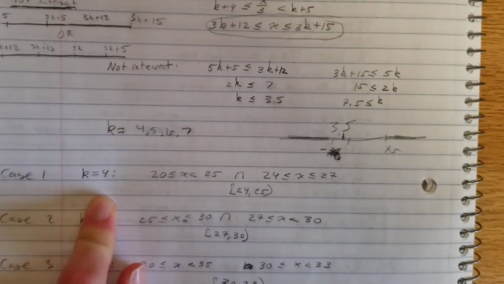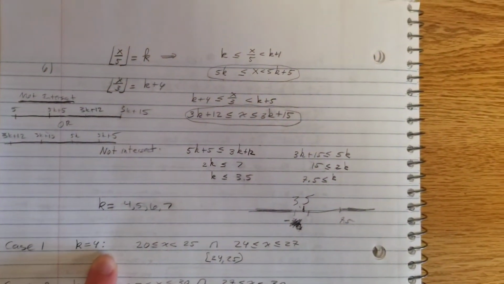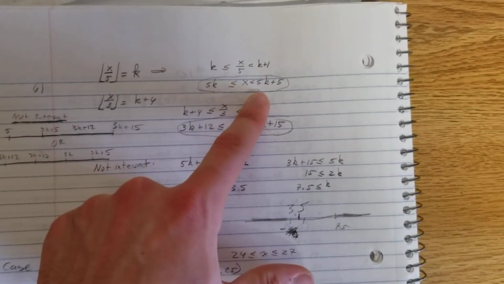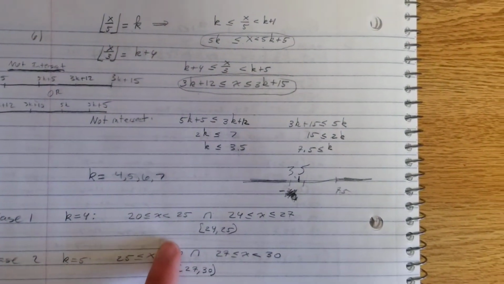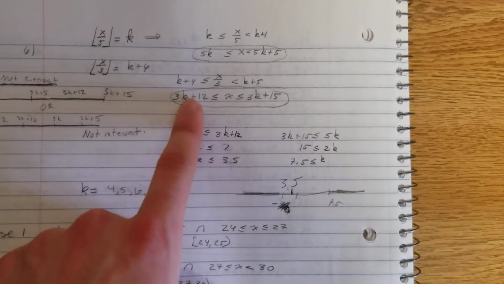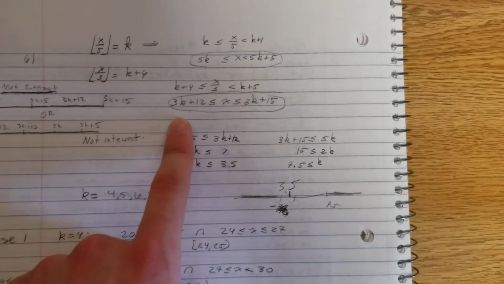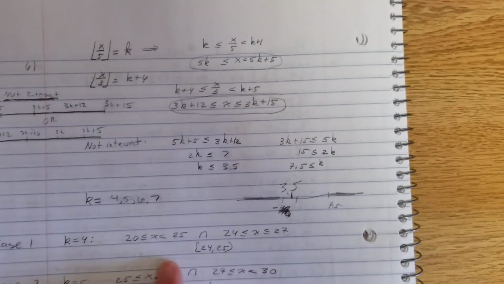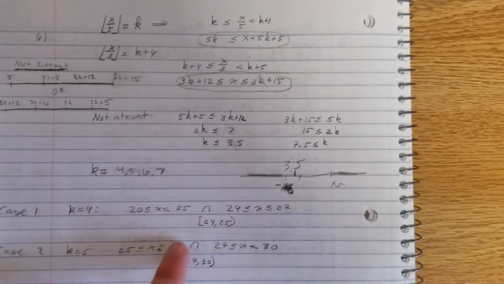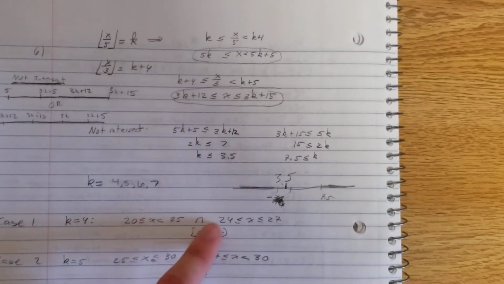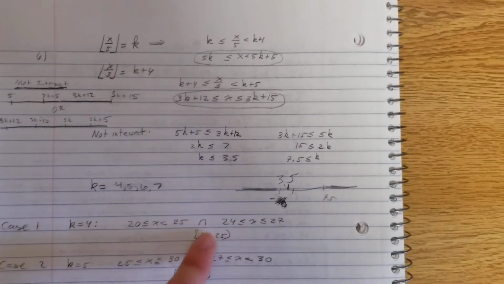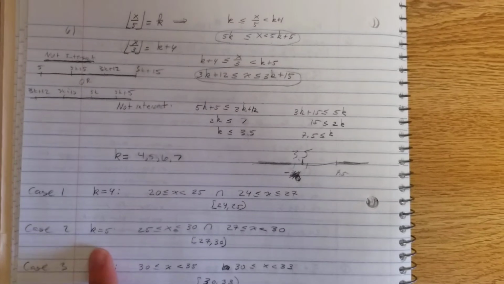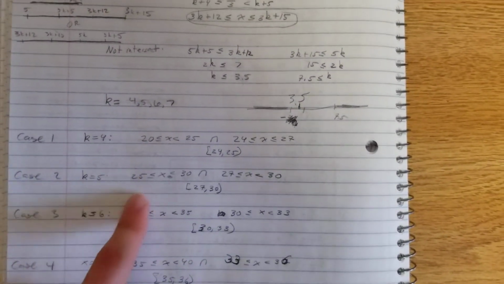Okay, so when k is 4, you just plug in 4 for k. 5 times 4 is 20, plus 5 is 25. So that's part of your interval. Then plug in k here: 3 times 4 is 12, plus 12 is 24, and 3 times 4 is 12, plus 15 is 27. The intersection of these two intervals is 24 to 25, with the open bracket at 25. I repeat this process for k equals 5, 6, and 7, and got 4 different intervals.